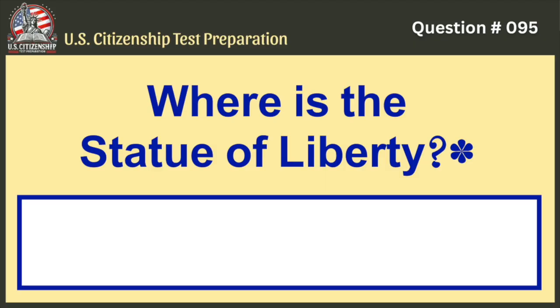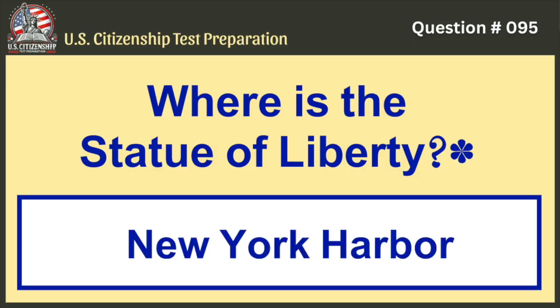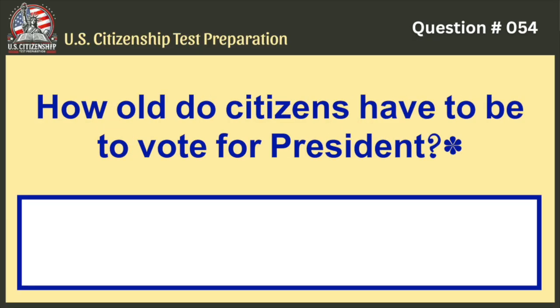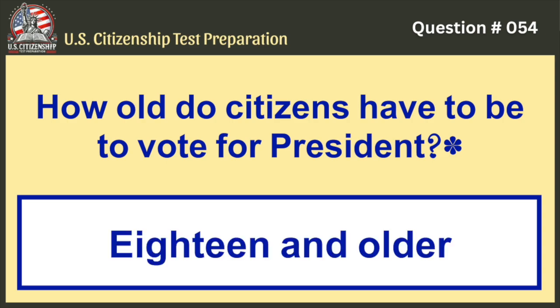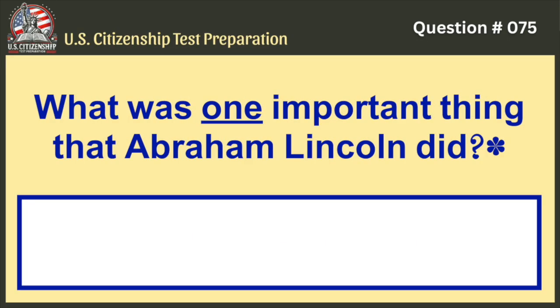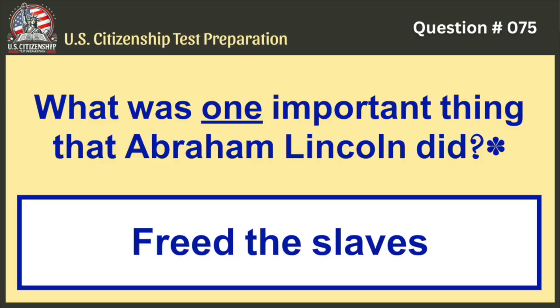Where is the Statue of Liberty? New York Harbor. Name one American Indian tribe in the United States. Cherokee. How old do citizens have to be to vote for president? 18 and older. What was one important thing that Abraham Lincoln did? Freed the slaves.